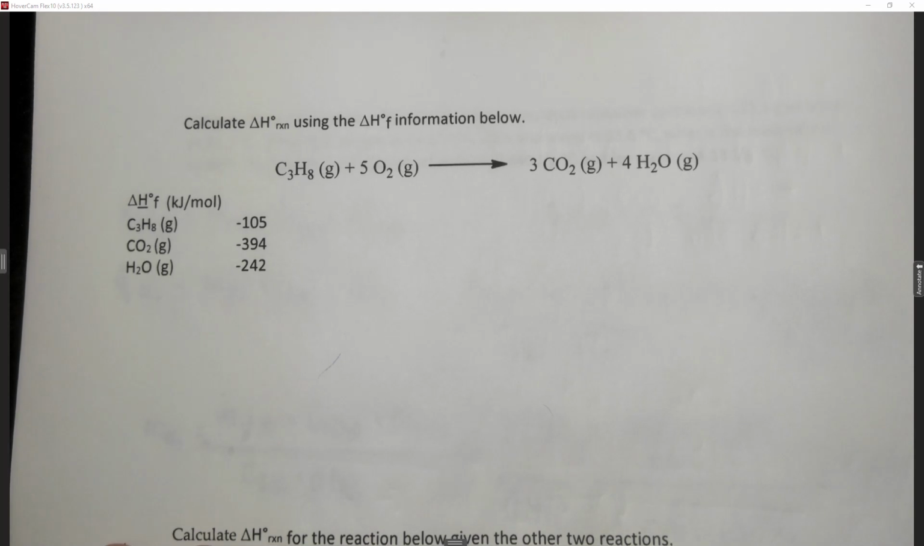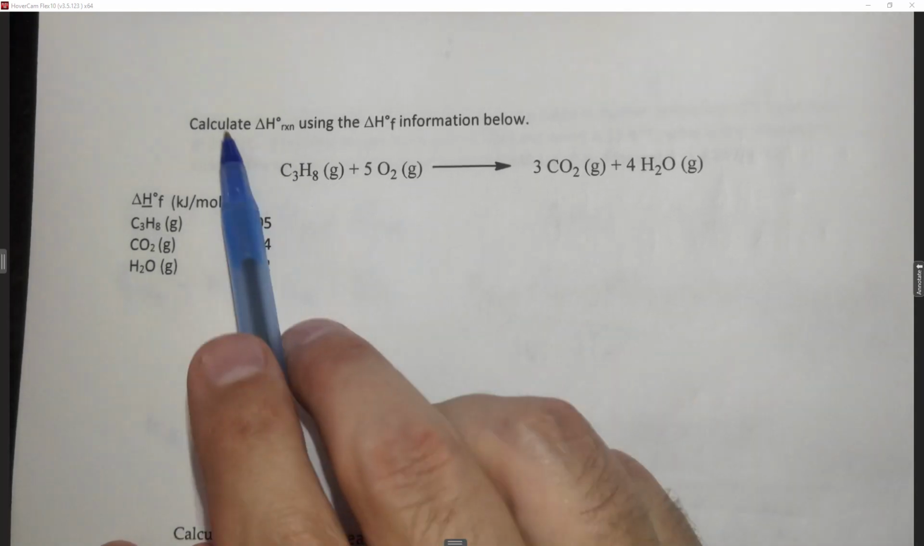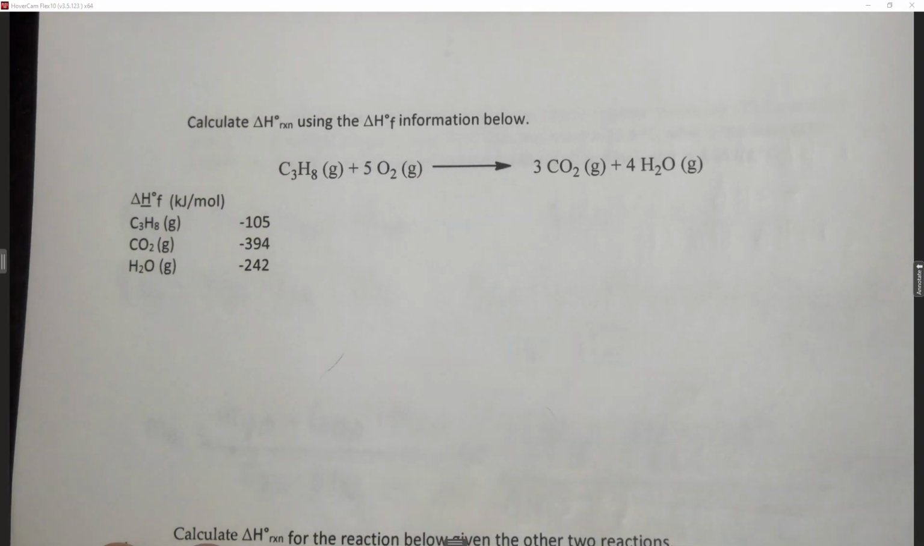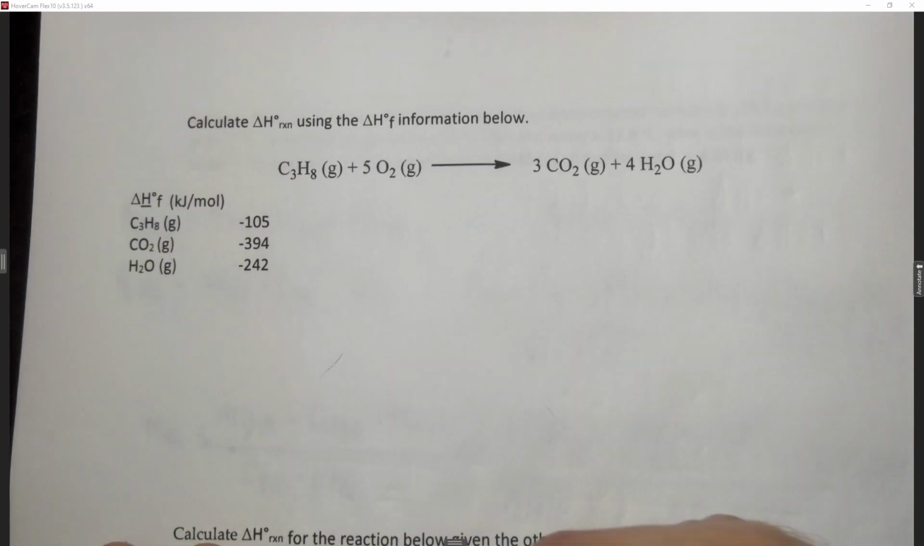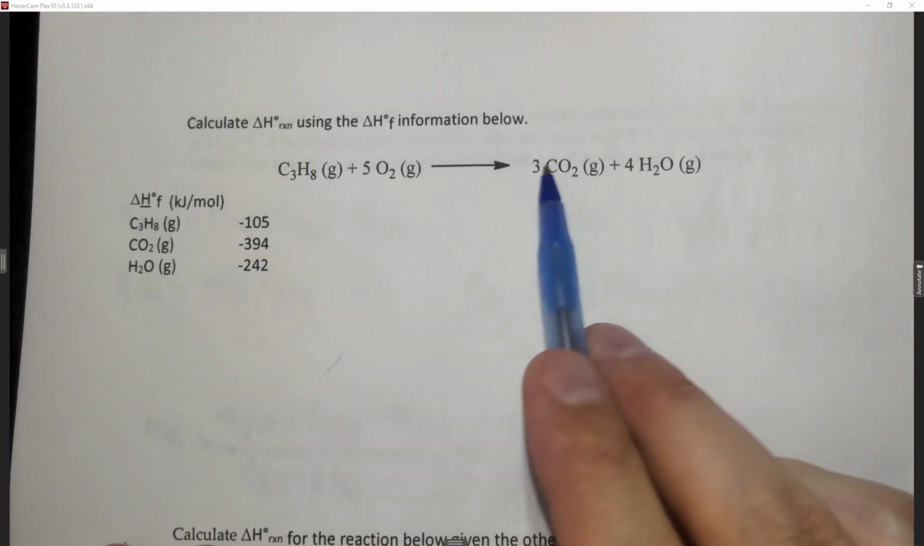So for this question, I'm going to give you a little bit of an explanation, and then I'm going to get into a relatively straightforward equation to use to solve it. It says calculate delta H reaction using the enthalpy of formation information below. And in a previous question, we saw that the enthalpy of formation reaction is for the formation of 1 mole of this, this, and this.